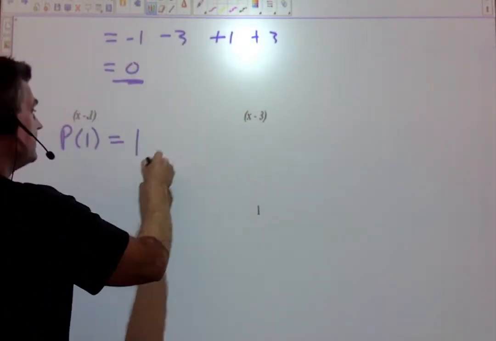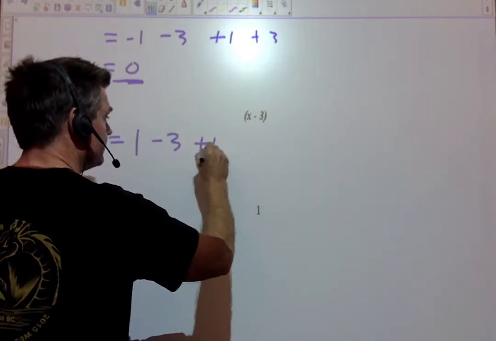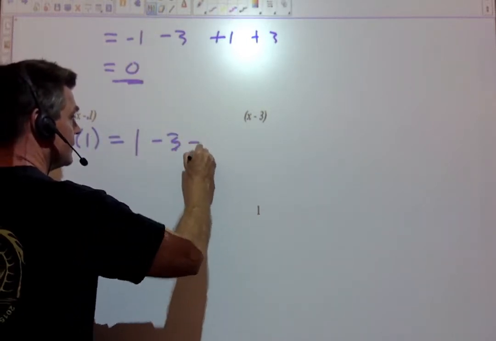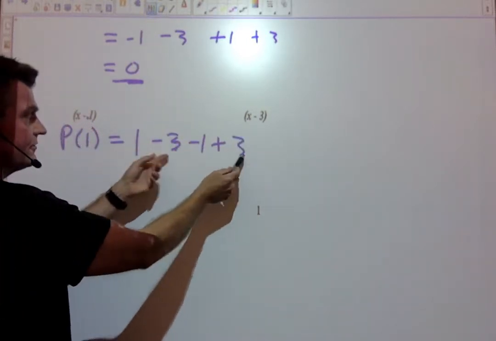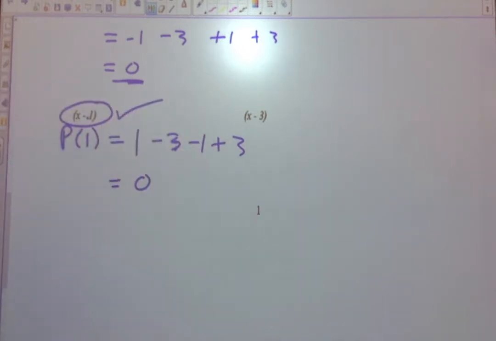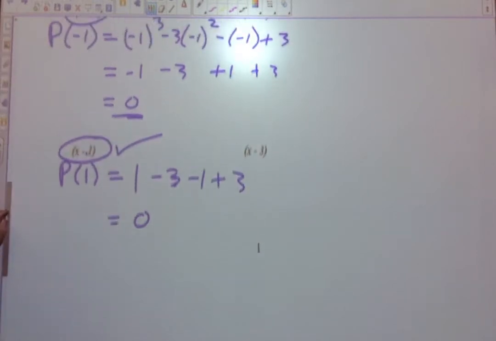So this is 1 minus 3 plus 1. No, minus 1. And then plus 3. Guess what? These cancel, these cancel. This gives me 0. Yes, this thing is a factor. Because there's the remainder. The remainder is going to be 0. Okay, let's try the other two.